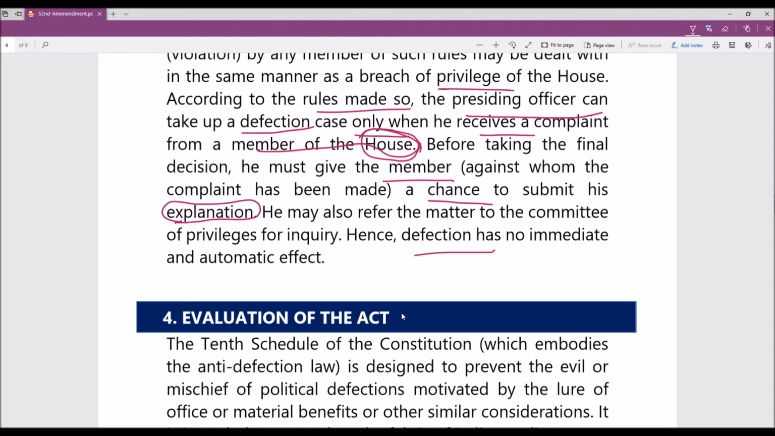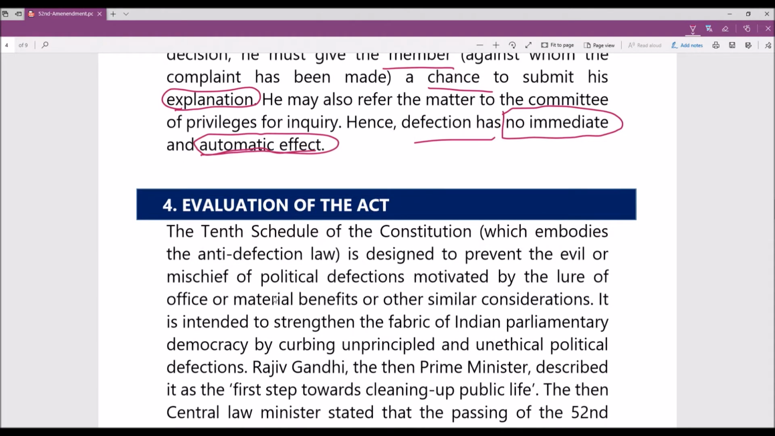If somebody complains that XYZ is not following the rule, it is not automatic. The Speaker will give him an option to explain why he is behaving like this, why he is violating the rules or norms of the House. So it is not an automatic effect. He must be given a chance to explain his act, the evaluation of the act.